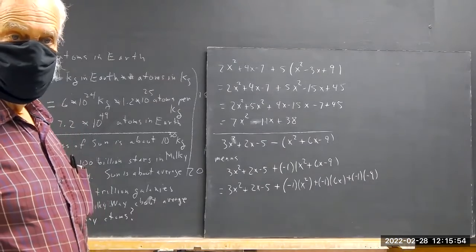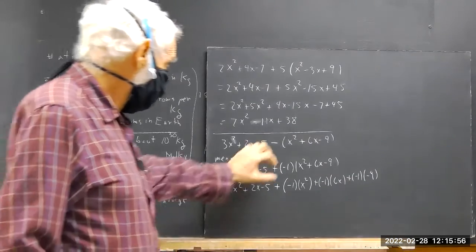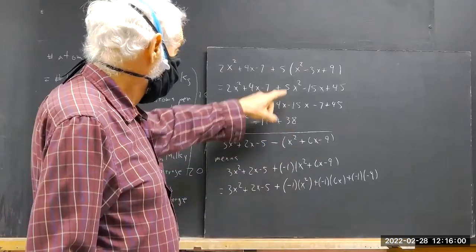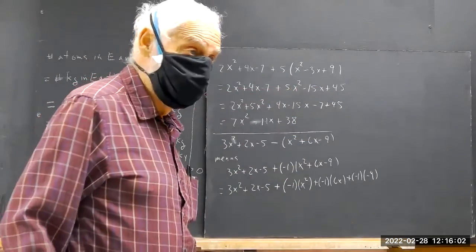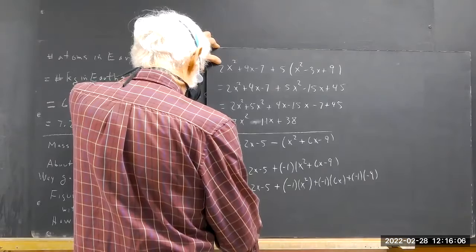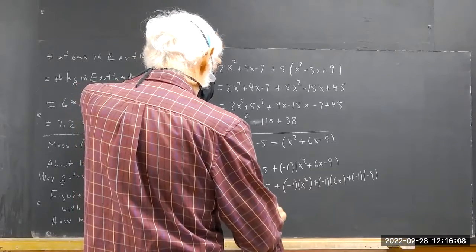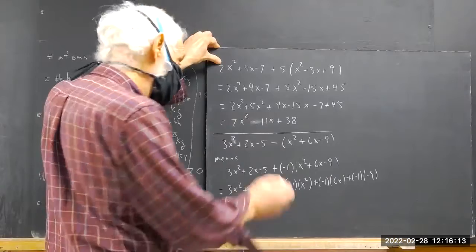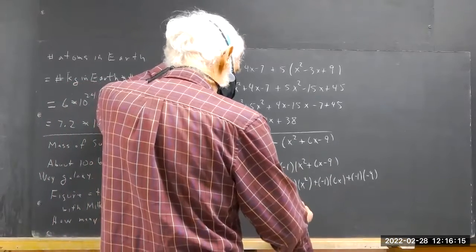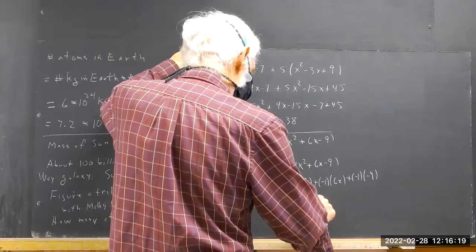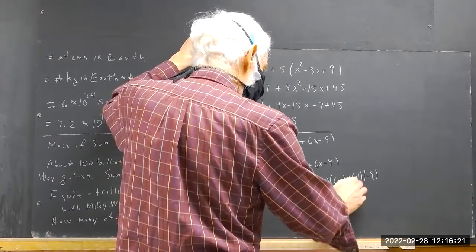Okay? So that's a distributive law. You're multiplying everything by the -1, just like you multiplied everything by the 5 up here. And that equals 3x squared plus 2x minus 5 minus 1 times x squared is a minus x squared, so plus or minus x squared would just be minus x squared. And this is going to give you minus 6x. This is going to give you plus 9.